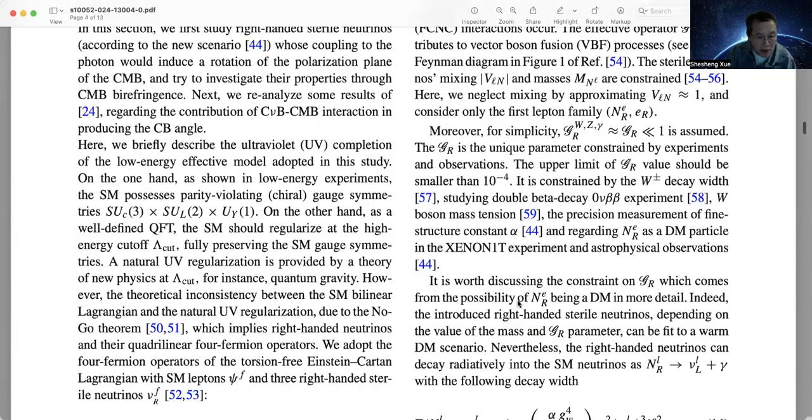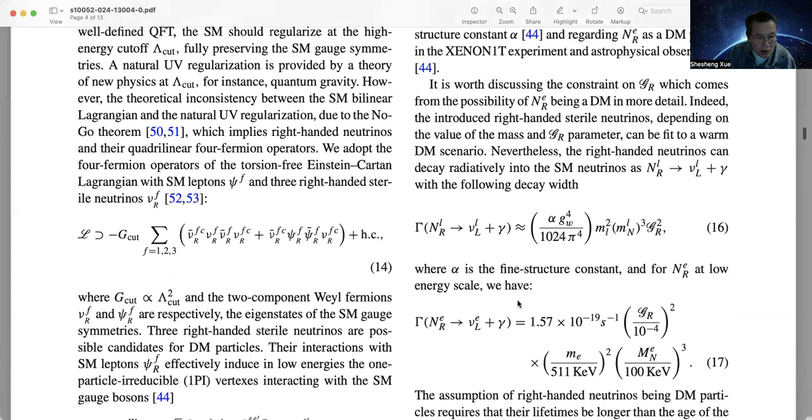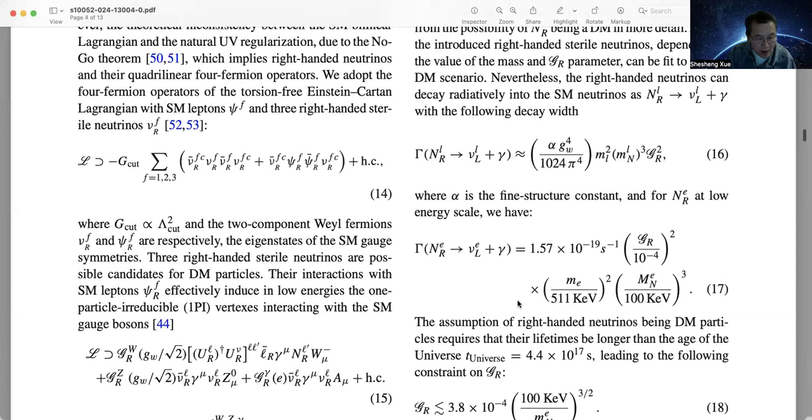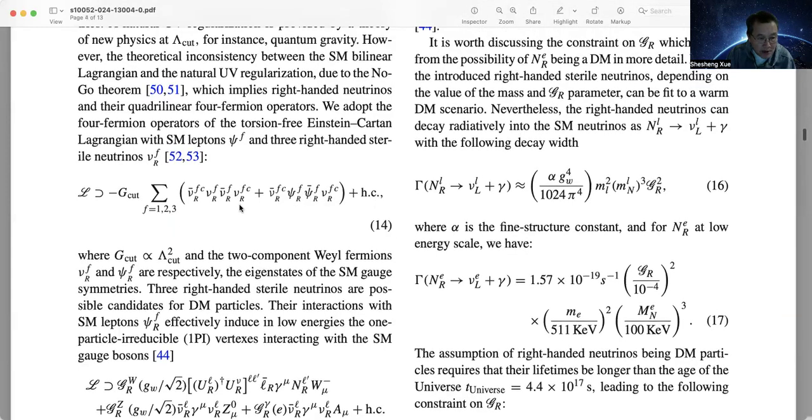Now let's turn to the microscopic interaction. This microscopic part is described by equation 14, beyond the standard model, and it is a 4 sterile fermion interaction. Why is there a 4 fermion sterile interaction? For several reasons. One possibility is due to quantum gravity effects, introducing the so-called torsion-full Einstein-Cartan Lagrangian. This is studied in this reference.